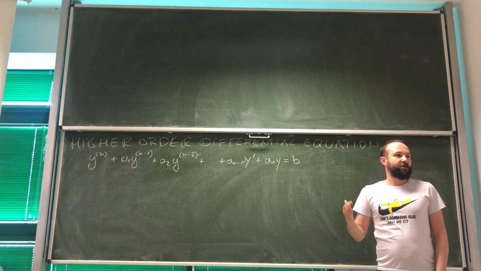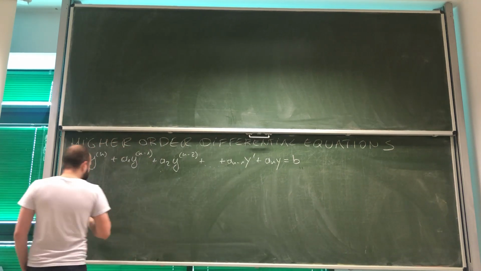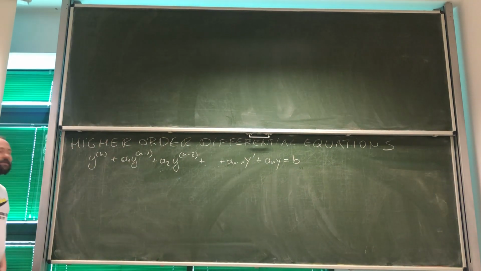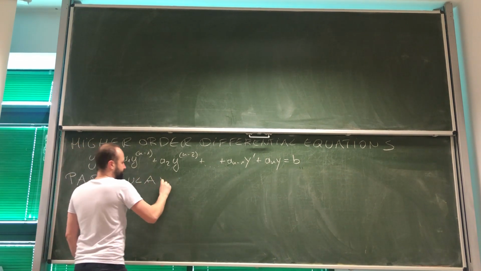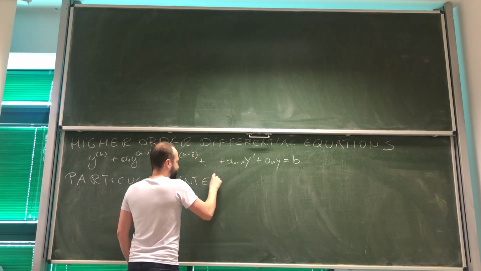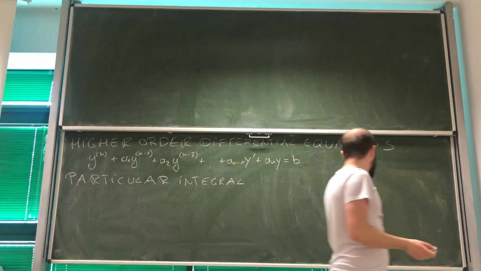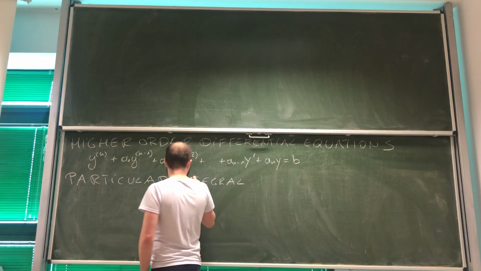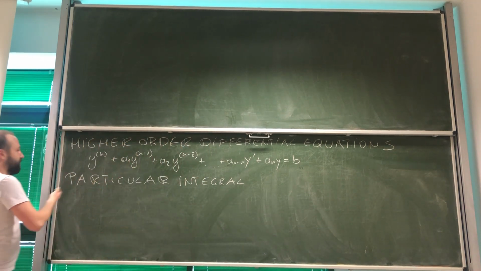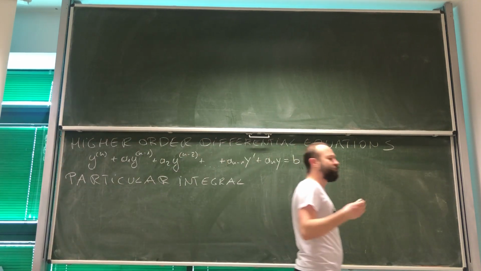How do we solve it? As always, we need to distinguish between the particular integral and the complementary function. So let's start with the particular integral. Keep in mind that when we solve this, we use trial solutions, and we always want to start by trying the simplest one. So if I want to find the particular integral in this case, I can use what we've already learned.